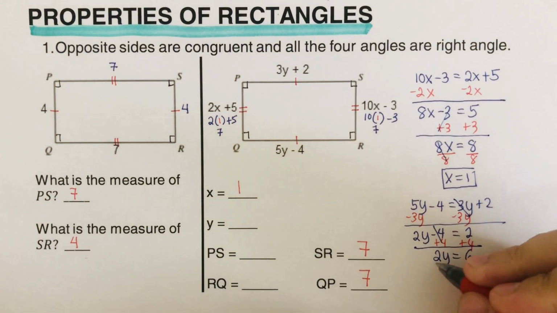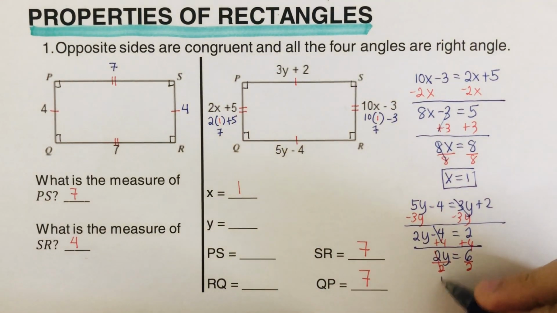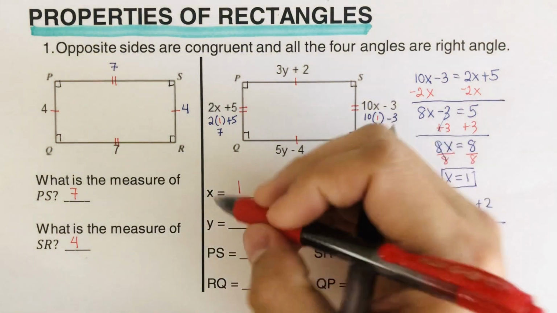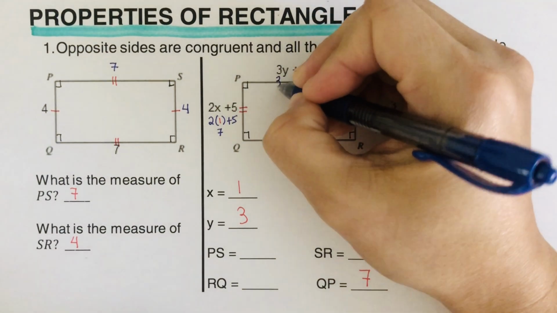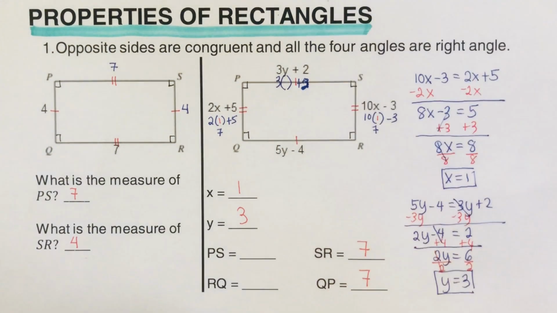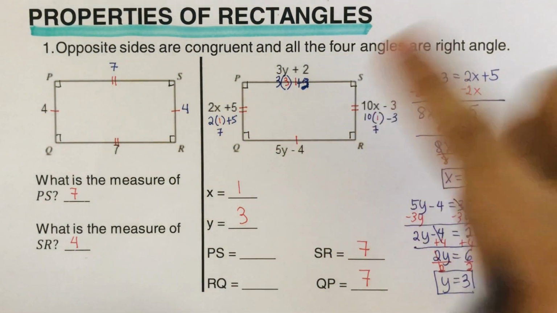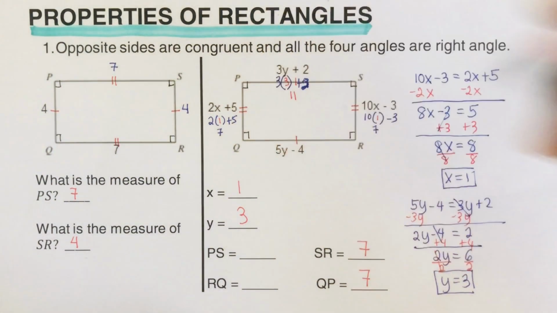Then we divide both sides by 2, so our y is 3. That's the value for y. Then we plug in the values to determine PS and QR. That would be 3 times the y value plus 2. So 3 times 3 is 9, plus 2 is 11. So the length of this is 11.